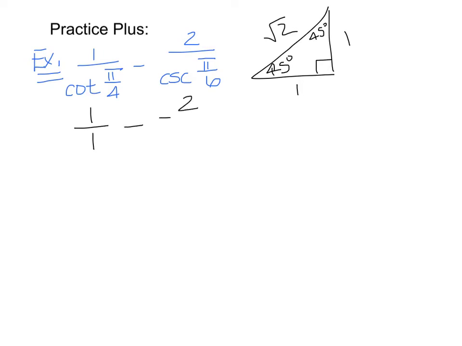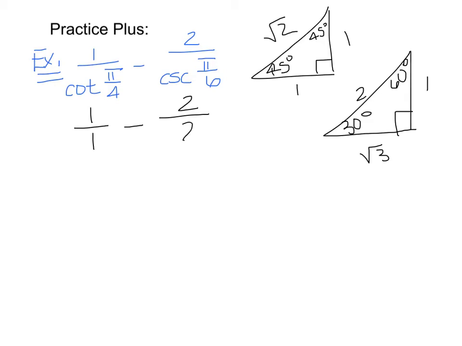And then over here, I'm going to leave the 2. Now I have to do cosecant of pi over 6. And we know that pi over 6 is 30 degrees. So I'm going to label this triangle. Cosecant is the reciprocal of sine. So we're doing hypotenuse over opposite, which is 2. So we have 1 minus 1, which gives us 0. So that's just extra practice on those.